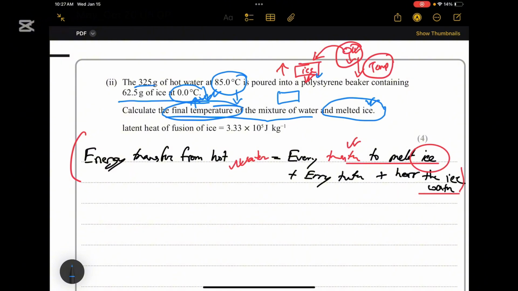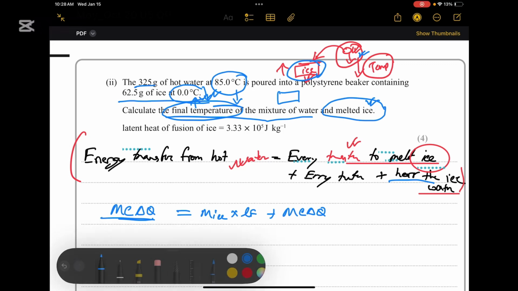So here the formula will be: energy transferred from the hot water, meaning the hot water's temperature has decreased, so it has used some of its energy to melt the ice and then to increase the temperature of the ice water. So we can write the formula as mcΔθ equals, first of all it has used this energy to melt the ice, so the formula for melting is mass of the ice into latent heat of fusion, which is mL_f, plus the energy used to heat the ice water, so mcΔθ. So here, let's do the math.